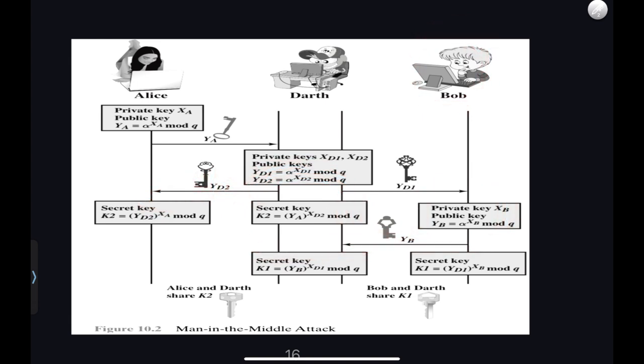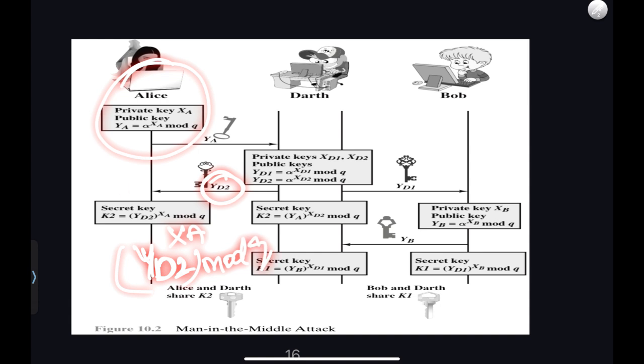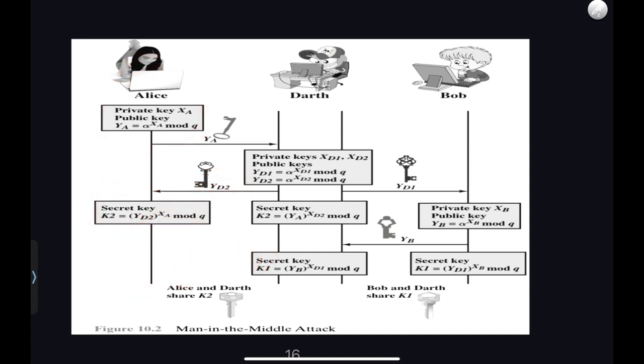After sharing the public keys, the next step is the secret key calculation, right? So here we'll start calculating. K2 is equal to, firstly we'll consider the receiver's public key, that is what we have got is YD2. So we'll write YD2 power our own private key, that is XA mod Q. So that's how I have calculated the secret key for Alice.